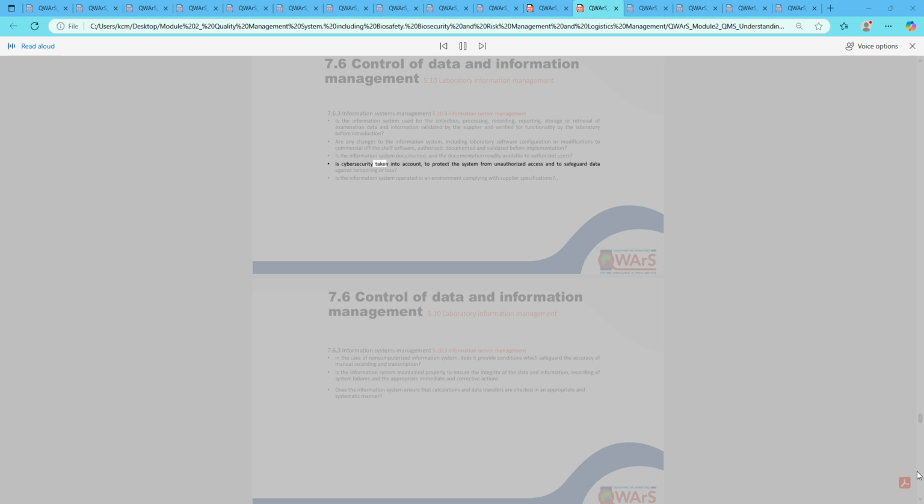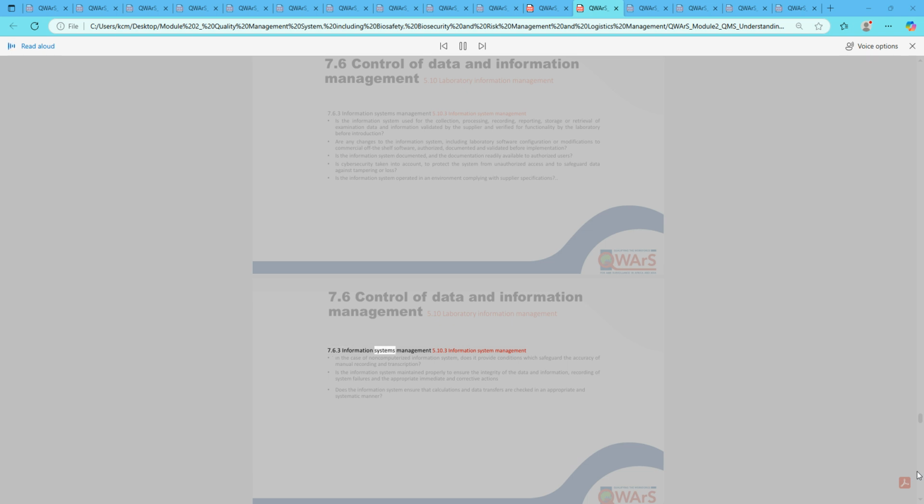Is cybersecurity taken into account to protect the system from unauthorized access and to safeguard data against tampering or loss? Is the information system operated in an environment complying with supplier specifications? 7.6 Control of Data and Information Management. 5.10 Laboratory Information Management.